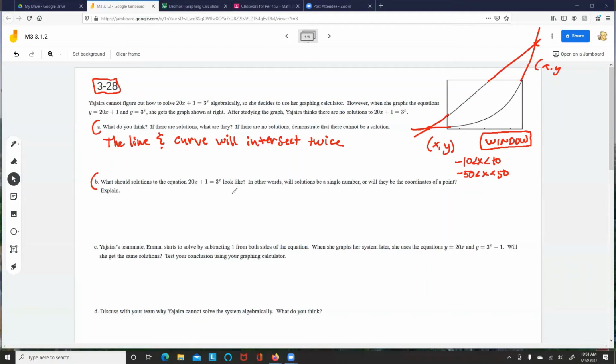Part B, what should solutions to the equation 20x plus 1 equals 3 to the x look like? In other words, will solutions be a single number, or will they be coordinates of a point? Should we get a number or coordinates, guys? Well, we're going to get one x. Let's call this x1. We're going to get some solution for this one, x1 right here. And I'll call this x2. So are we just going to get an x1 and x2, or are we going to get x1, y1 and x2, y2? That's what they're asking us. Is the solution going to be just an x, or an x and a y?